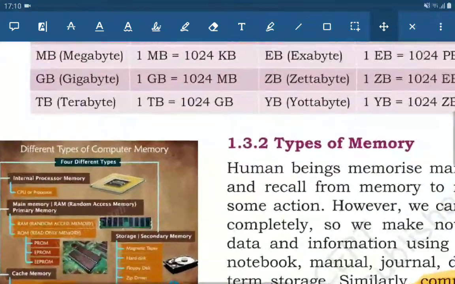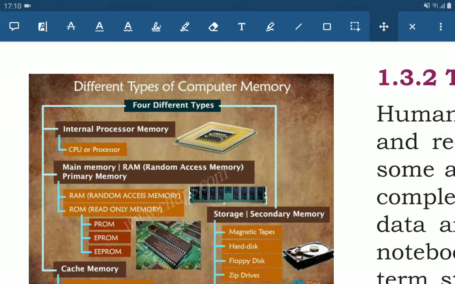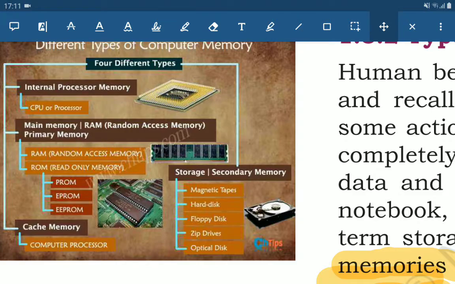As I told earlier, memory is classified into 4 types. The first type is internal processor memory, that is called CPU or processor memory. Second is main memory or primary memory, or it is called RAM, random access memory. Fine. Then RAM and ROM are the types of main memory. The ROM is further categorized into 3 types, that is PROM, EPROM and EEPROM. Fine. Next is cache memory, and the last is storage or secondary memory.